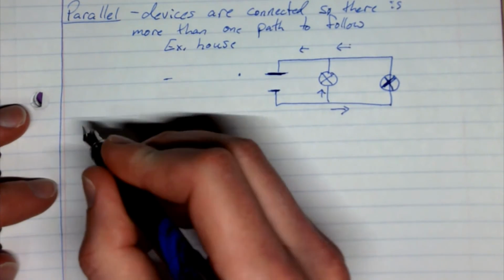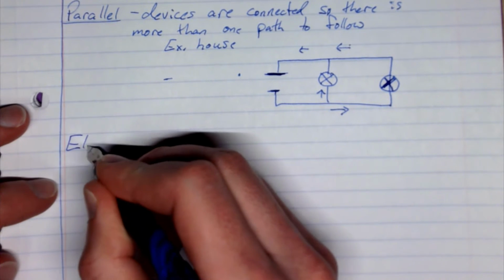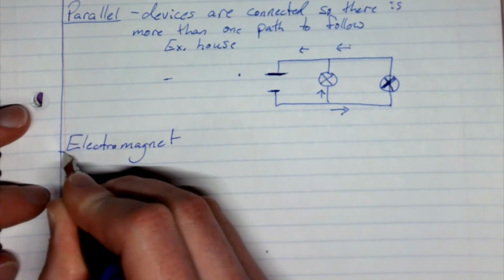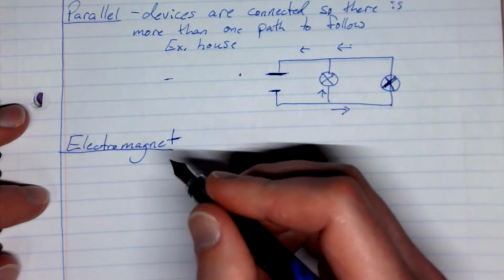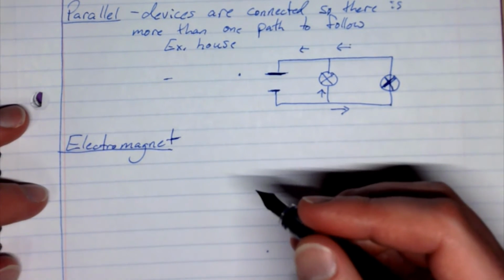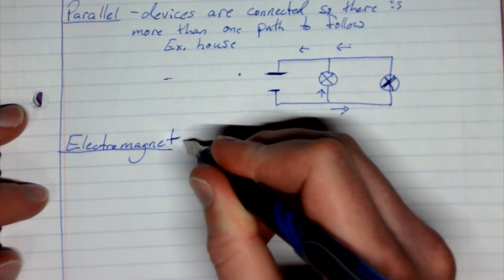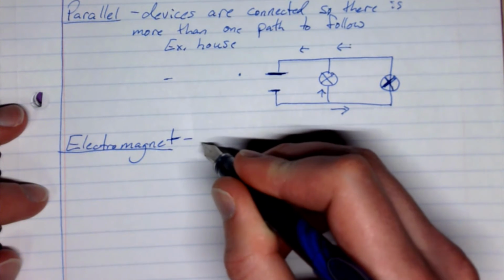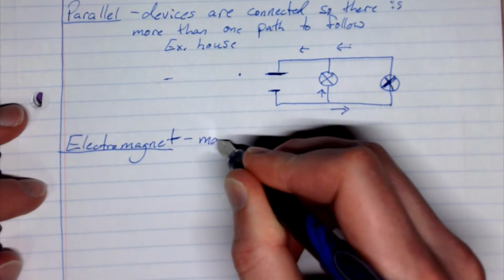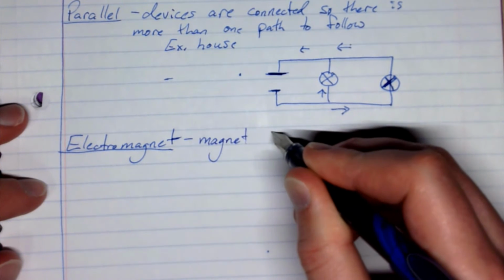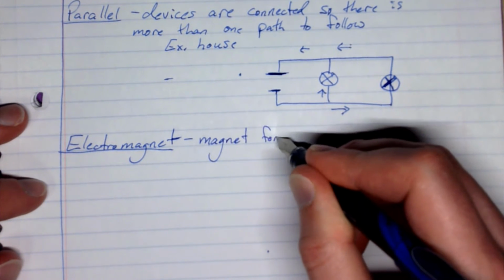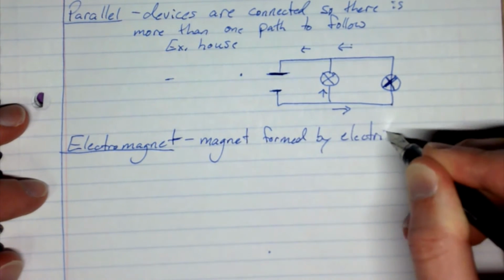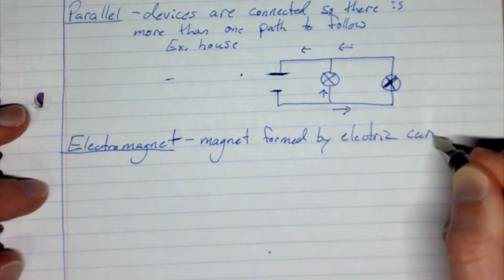The next thing we're actually going to talk about is an electromagnet. We did not talk about magnets a whole lot this year. We still need to do that. Maybe we'll take a day and just spend it on magnets. So this is an electromagnet, and it's a magnet formed by an electric current.